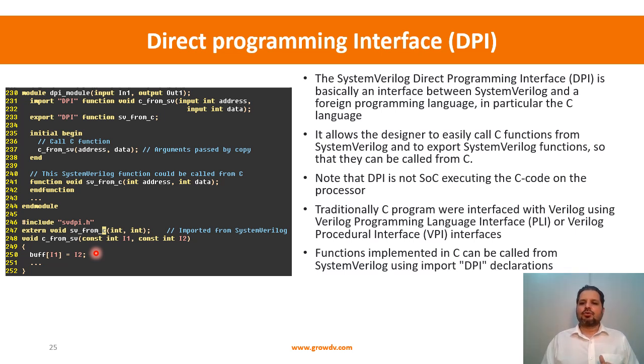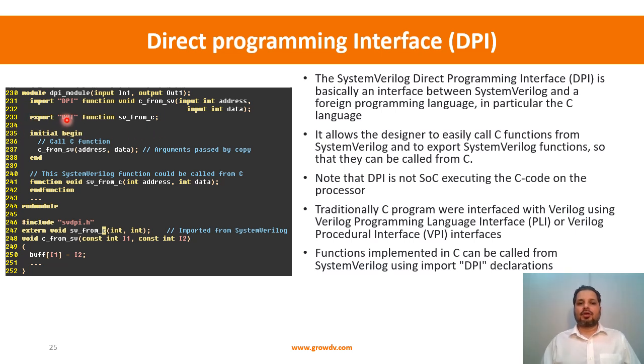But from the user perspective, you can do this import of the DPI function when you want to call something that is present in C. You want to call it in the SV, then you do the import. And if you have defined something in the SV and you want that to be called from C, then you actually have to do export. I forgot to tell this point.